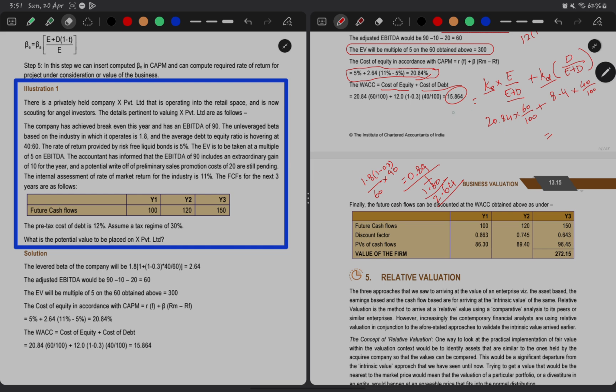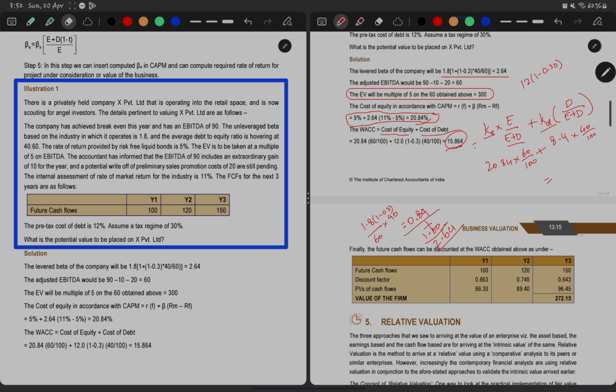15.864. Now if we discount the future cash flows at this rate, then we will get the present value of cash flows. Then the total of all the present values of cash flows is nothing but the value of the firm. That's it. So the enterprise value is 300 and the value of firm using this weighted average is 272.15.